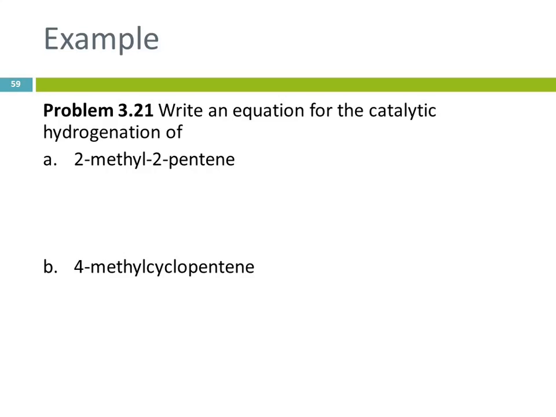Write an equation for the catalytic hydrogenation of 2-methyl-2-pentene. So pentene is 5 carbons. 1, 2, 3, 4, 5. 2-pentene: double bond on the second carbon. 2-methyl means we've got that one up there.